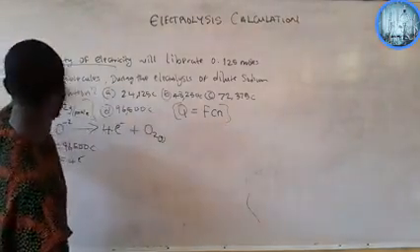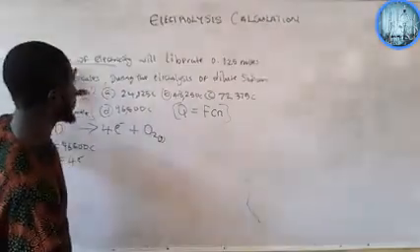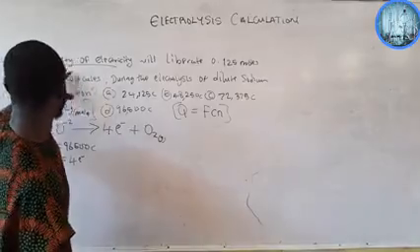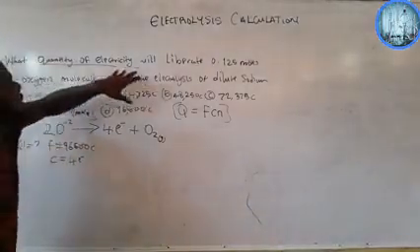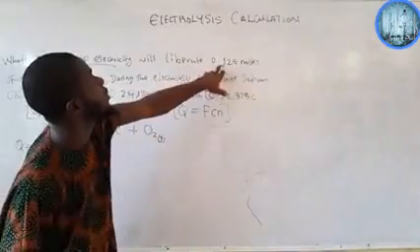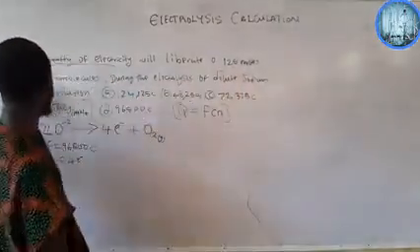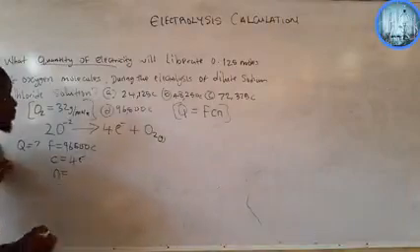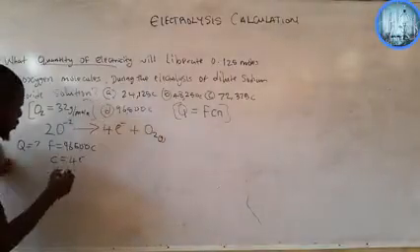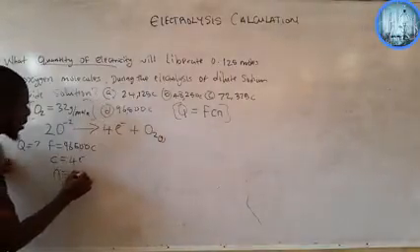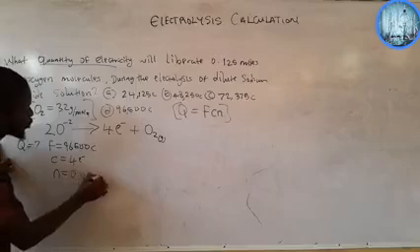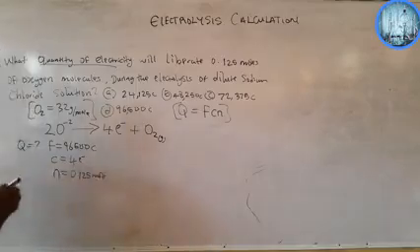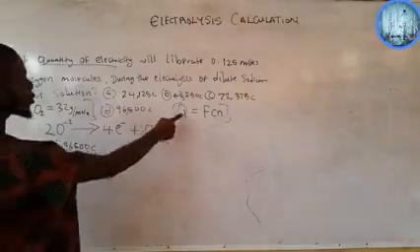So with that being said, we can find the most. We're looking for the quantity of electricity that will liberate 0.125 moles of oxygen. The question gave us n as well, that's the number of moles. The number of moles from the question is 0.125 moles. Okay? The number of moles was given to us. So now we have most of the parameters. We are looking for Q.